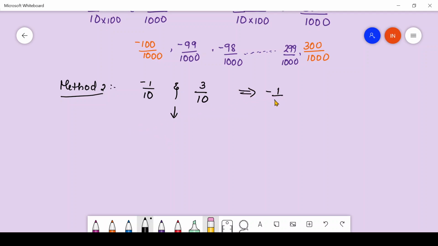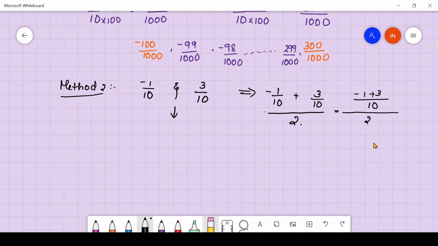So negative 1 by 10 plus 3 by 10. How do we find the mean? Add the two rational numbers and divide by 2. So what is the LCM here? Both numbers have 10, so 10 will be the LCM. Then the numerator will be negative 1 plus 3, all divided by 2.